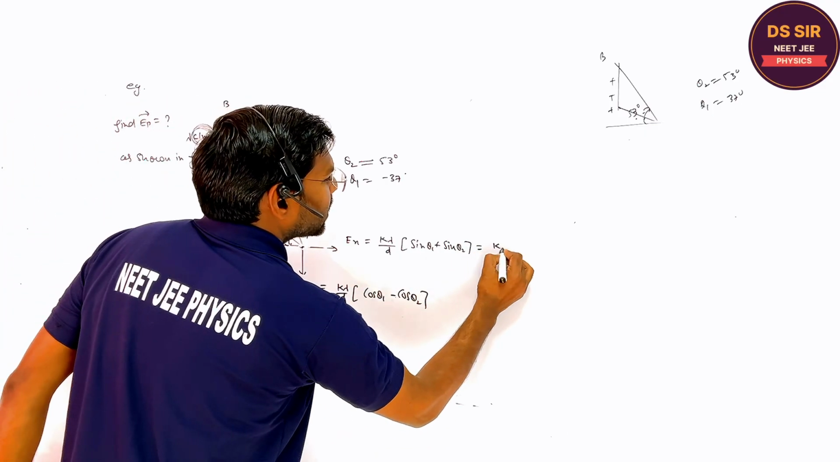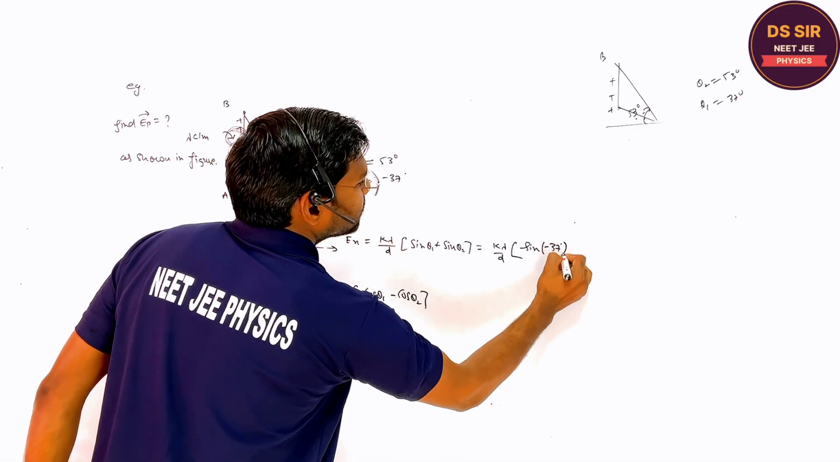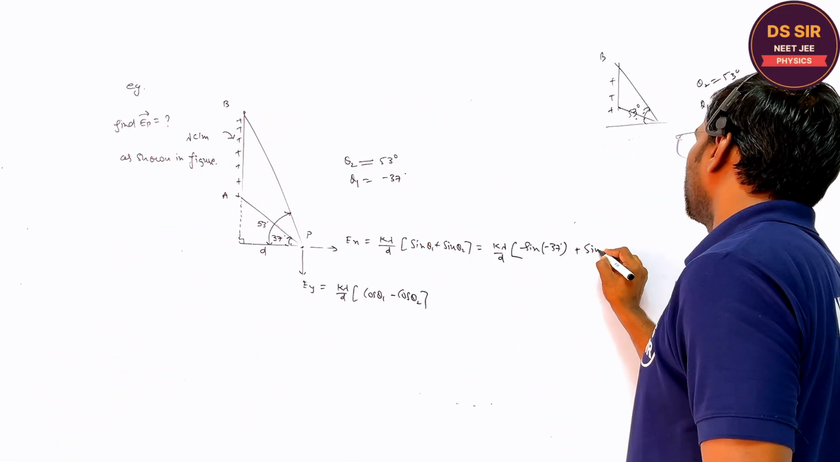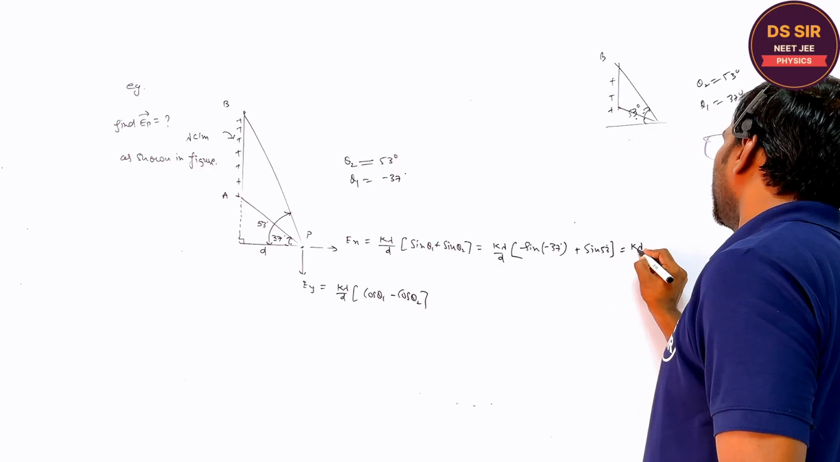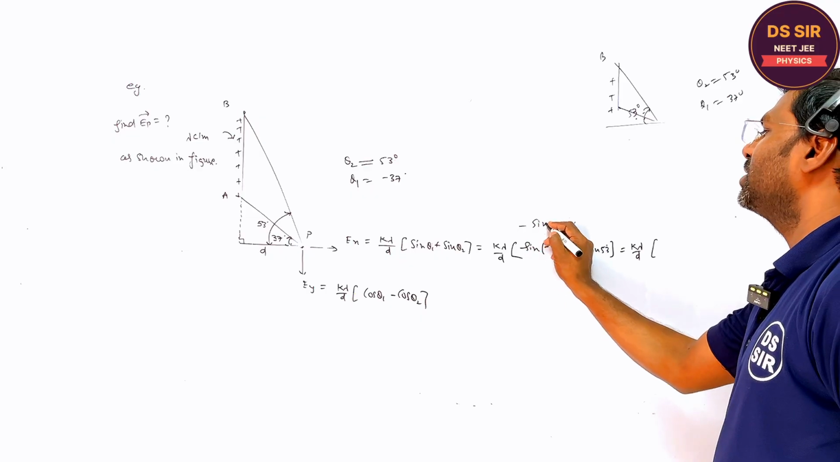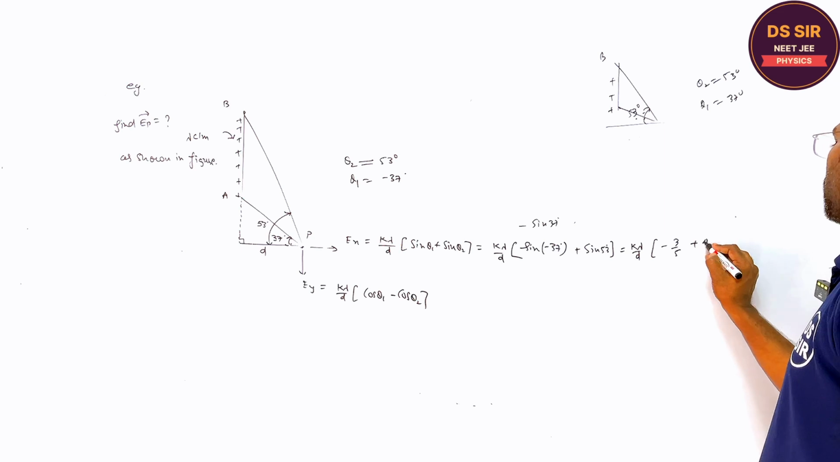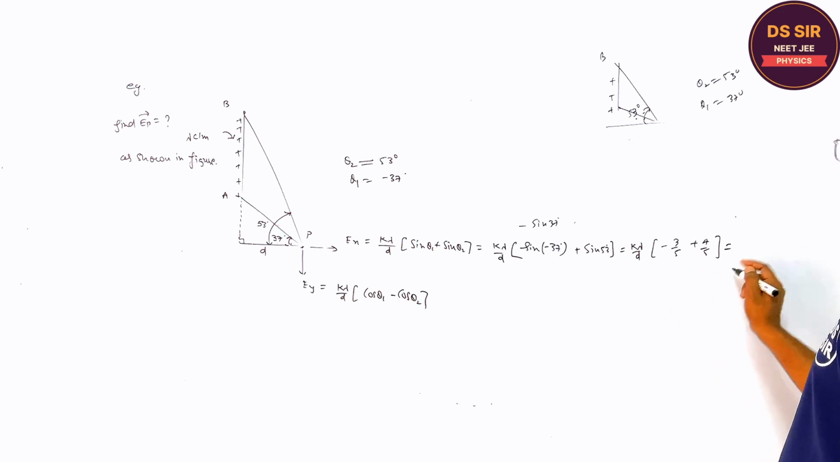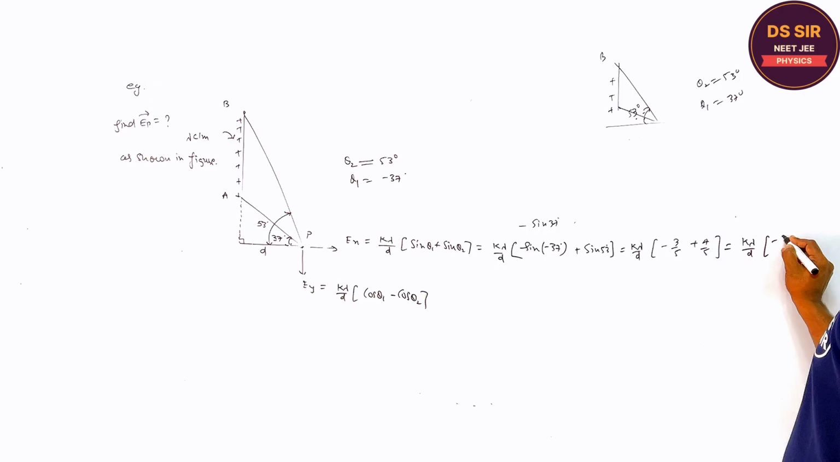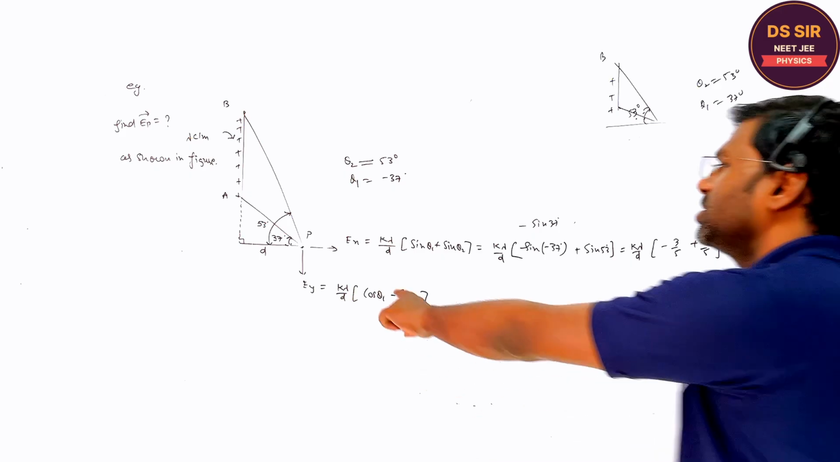So I am putting k lambda upon d, right, sine theta 1, sine minus 37, plus sine 53. You can calculate: k lambda upon d, it is minus sine 37, it is minus 3 by 5, plus 4 by 5. When you calculate, k lambda upon d times minus 3 plus 4 upon 5, it is equal to k lambda upon 5d. Is it clear or not? So this is the Ex value.